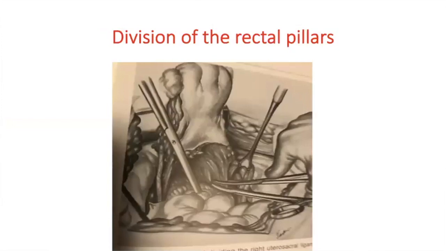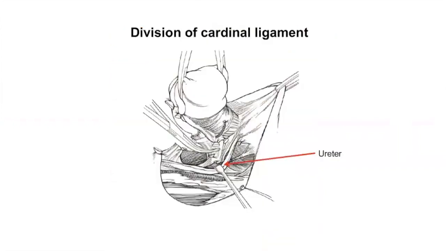After the uterosacral ligaments are divided, we then remove the remaining attachments between the posterior vagina and the anterior rectum, which we call the rectal pillars. And one has to be very careful doing this, or he or she can inadvertently puncture the anterior rectum. Now, so we've divided the vesical uterine ligaments anteriorly, the uterosacral ligaments posteriorly.